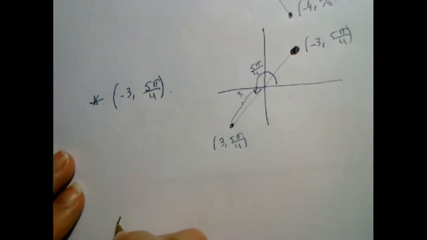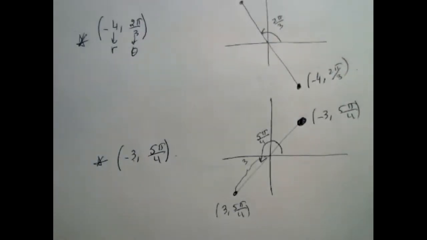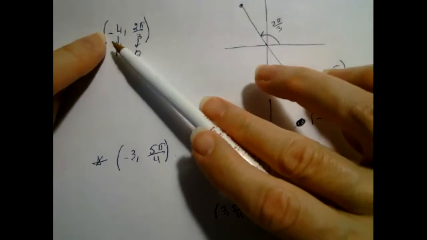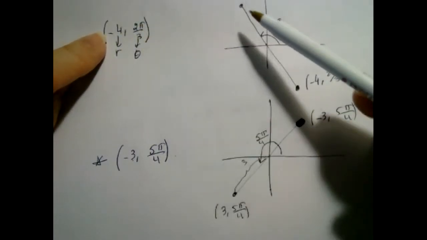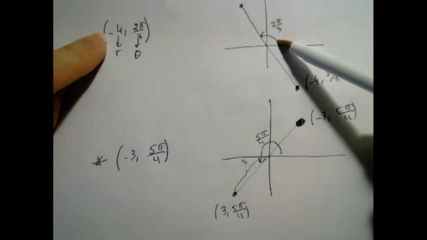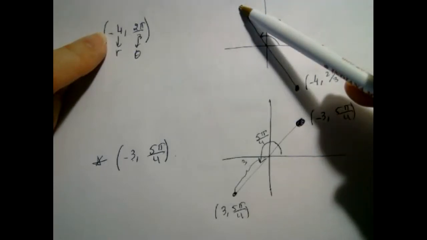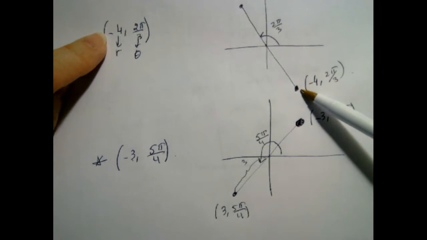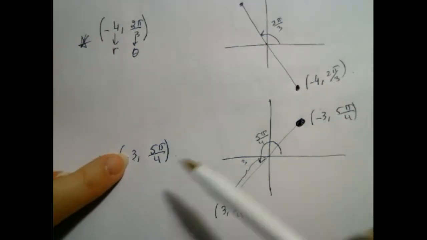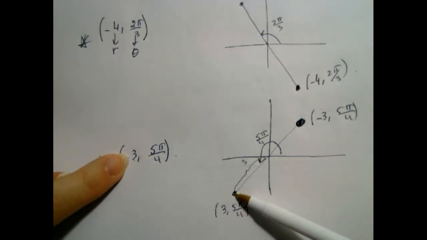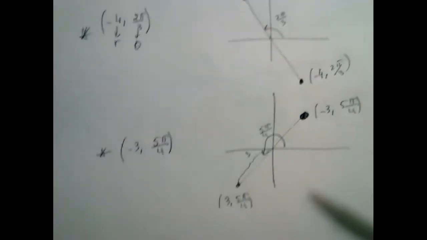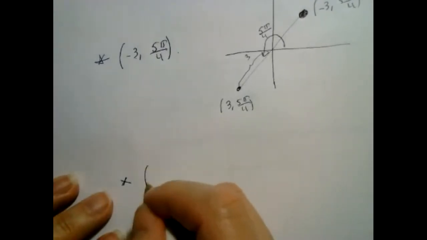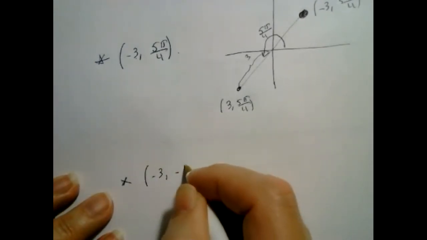So my last one. As we realize, it's the following. If r is negative, the point is in the quadrant opposite to theta. So if theta is 2 pi over 3 in this quadrant, when r is negative, the point is in the opposite quadrant. So right here, the 5 pi over 4 is in quadrant number 3. When r is negative, the point ends up in the one opposite to it, which is quadrant number 1 in this case. Now finally, let me take, let us say, minus 3, minus pi over 4.